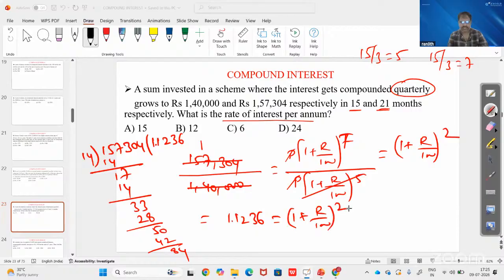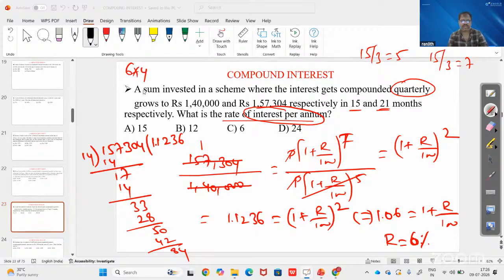If I take the square root, I will get 1.06 equal to 1 plus R by 100, where the 1's are cancelled and R equals 6 percentage. Now we need to find the rate of interest per annum. Quarterly means 4 times a year. So 6 into 4 equals 24 percentage. So the rate of interest per annum equals 6 into 4, equal to 24 percentage.